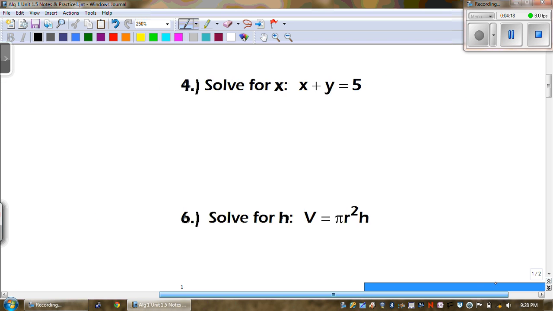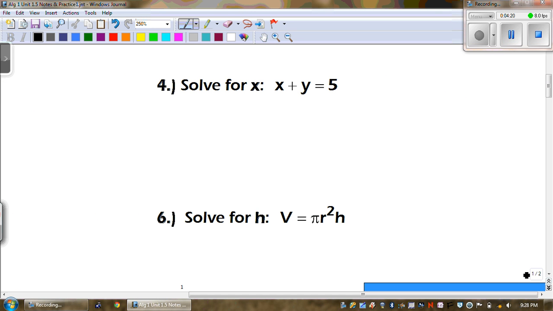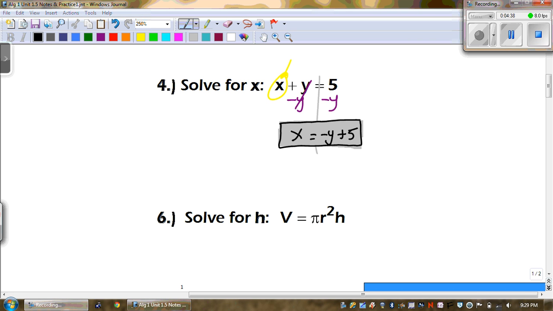All right. Number 4. I want you guys to pause the video and see if you can do 4 all by itself. It says to solve for x, and there's your x. So go ahead and pause the video, and good luck. Okay, so you should get x equaling negative y plus 5. Remember that y comes first because it's a variable. That's what we learned before. Standard form, variable comes first. And it's a negative y right there. And that 5 is positive.